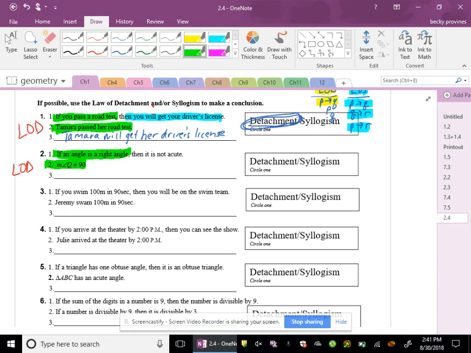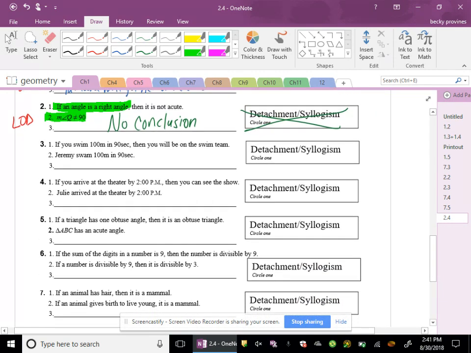So is this a conclusion? I hope you're saying no. There's no conclusion. You can't do anything with this. If there's no conclusion, guys, you're always just going to leave the choices alone. You can't choose one if it doesn't fit a law. If you want to cross it out when it's no conclusion, that might be a good idea.